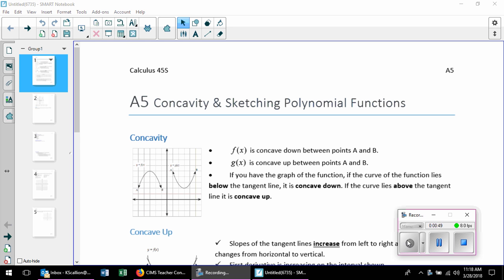Concave down between A and B. Make sense? It's concave up between points A and B. If you have a graph where the curve lies below the tangent line, it's concave down. If it lies above the tangent line, it's concave up. So the tangent line that we're talking about is the horizontal line with slope of 0.